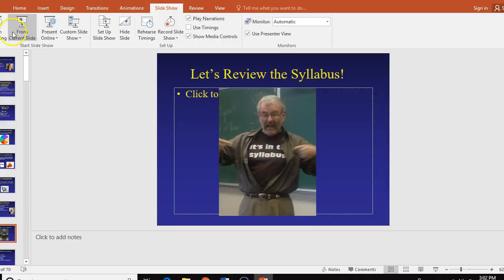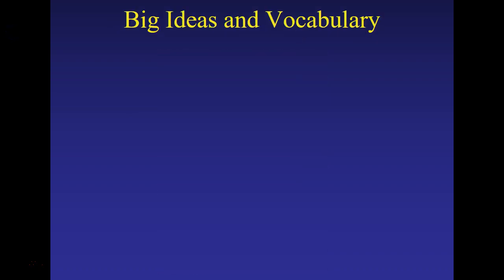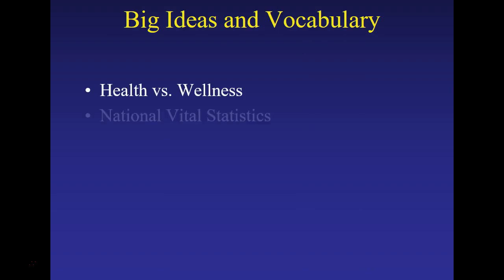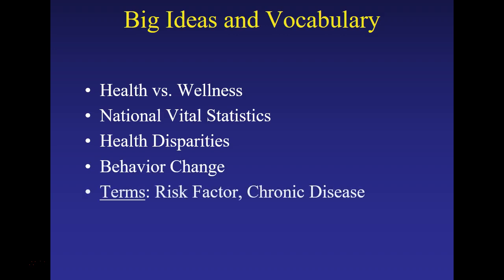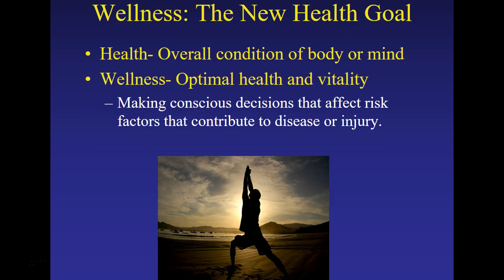All right, so that's the syllabus. Let's move on very briefly and talk about Chapter 1. We're going to talk about health versus wellness. We're going to talk about some national vital statistics, some health disparities, and talk about how to go about a behavior change, okay? It's not easy, but we're going to talk about it, and some good terms that you're going to learn are risk factors and chronic disease.